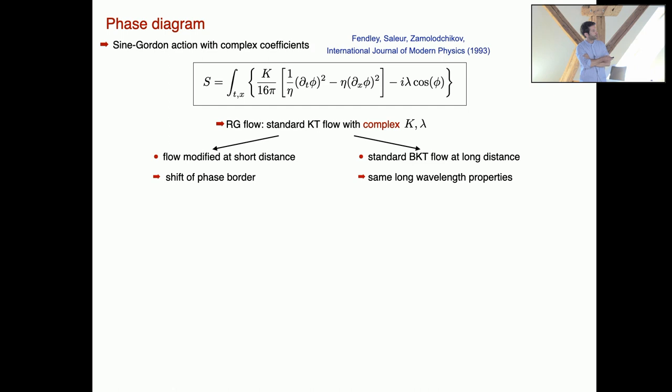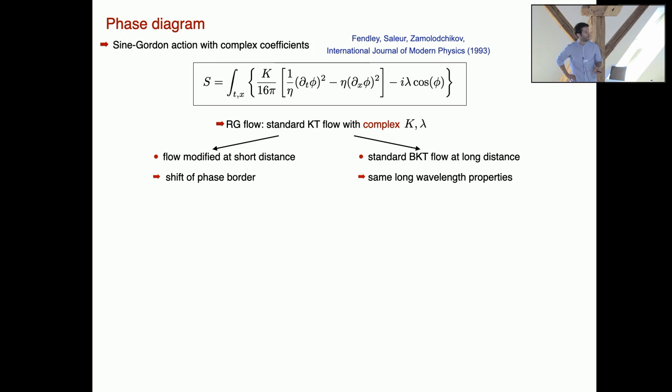So we study the flow of these coupling parameters here, k and lambda. At short distances, this being a non-Hermitian Sine-Gordon model, the flow is really somehow different from the standard case, but that just shifts around the phase border. The important point is that at long distances, this collapses to the standard BKT flow equations, so we expect the same long wavelength properties.